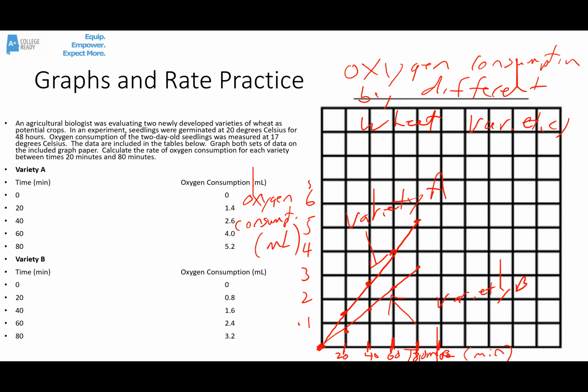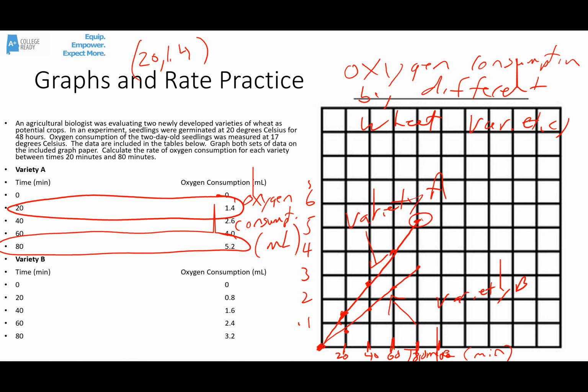Now we're also asked here to calculate the rate of oxygen consumption for each variety between 20 and 80 minutes. So let's do variety A first. At 20 minutes, the oxygen consumption for variety A was 1.4. So we have a point, 20 and 1.4. And at 80 minutes, right here, our point was 80 and 5.2. So again, we calculate rate. Remember, it's the slope.